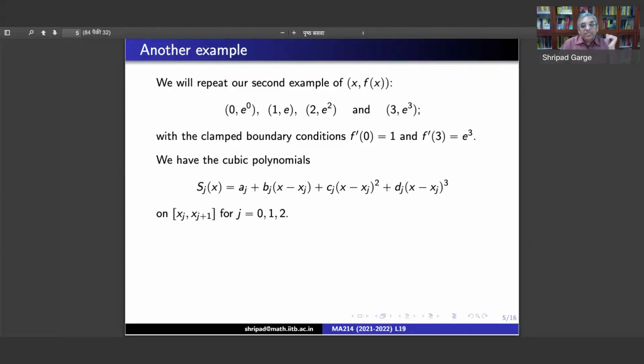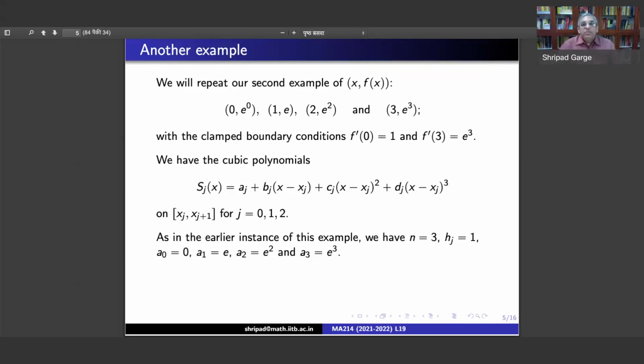We will have a similar matrix equation, but once again, just as in the previous example of cubic splines, most of the values don't change. The only change happens at the boundary conditions. So whatever the inside values we have, those are not going to change. You are going to have n equal to 3. You are going to get hj equal to 1 because the nodes 0, 1, 1, 2, and 2, 3 are equally spaced. So hj is 1 for all j.